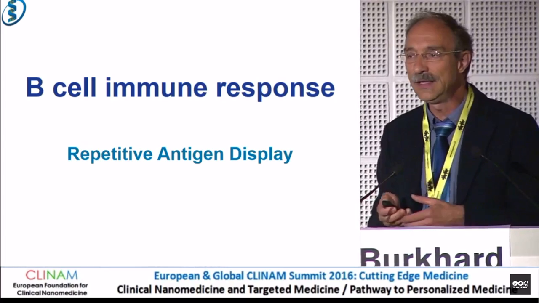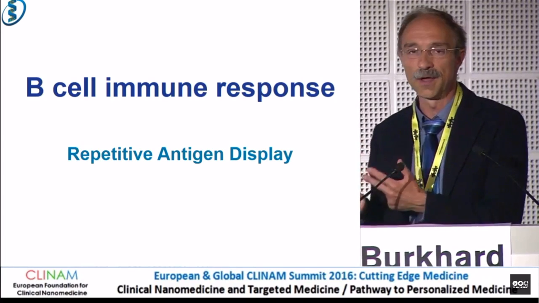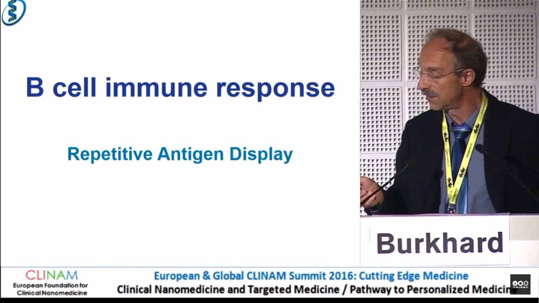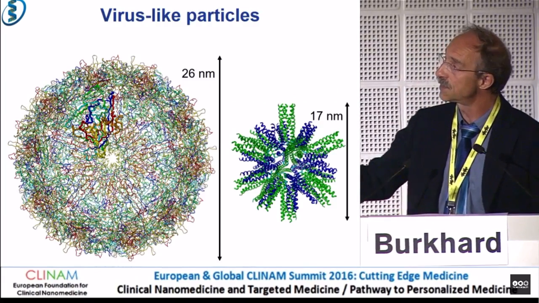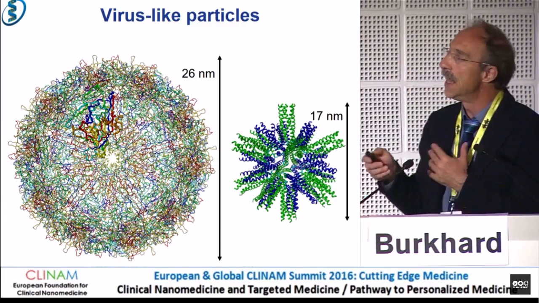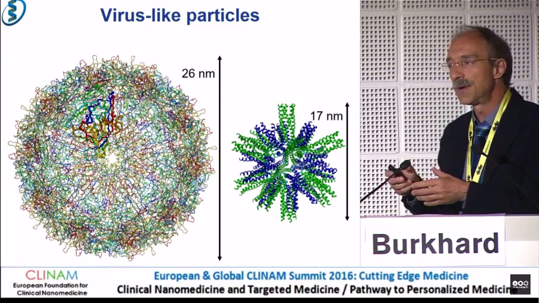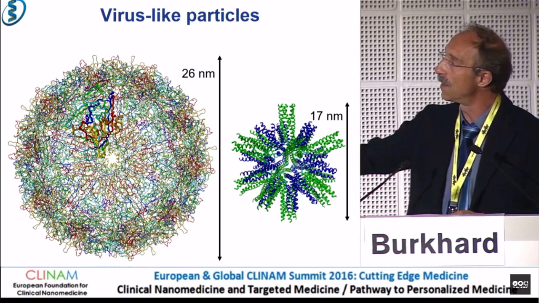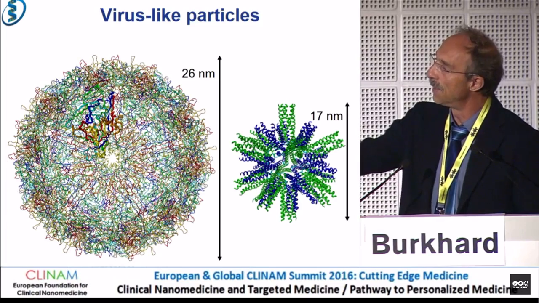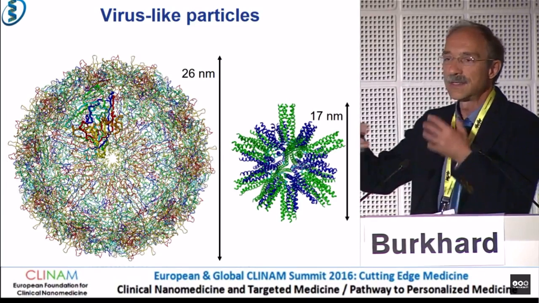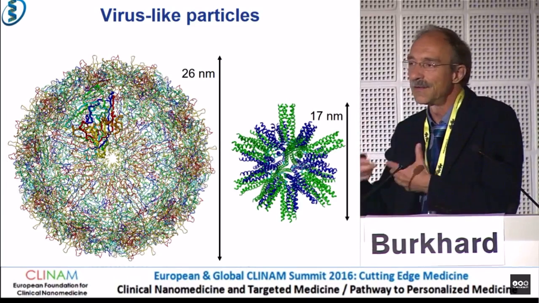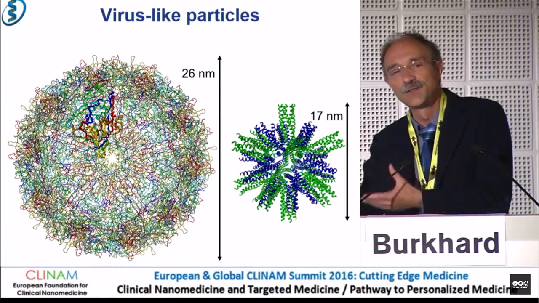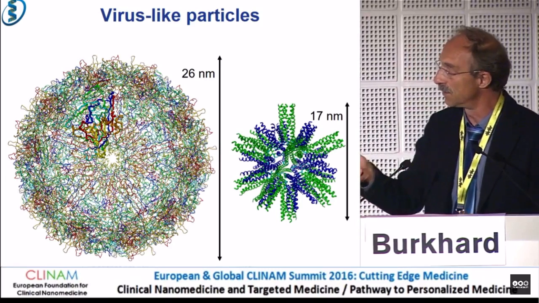And to design a vaccine, we need to address the immune response. So there are three major types of immune response, and all of them we can address with our nanoparticles. The first one is the B-cell immune response. You get a very strong B-cell immune response when you repetitively display something on a nanoparticle surface. And basically, this means something looks like a virus, and a virus is an infectious agent. So if something looks like a virus, presumably it should also induce a strong immune response.